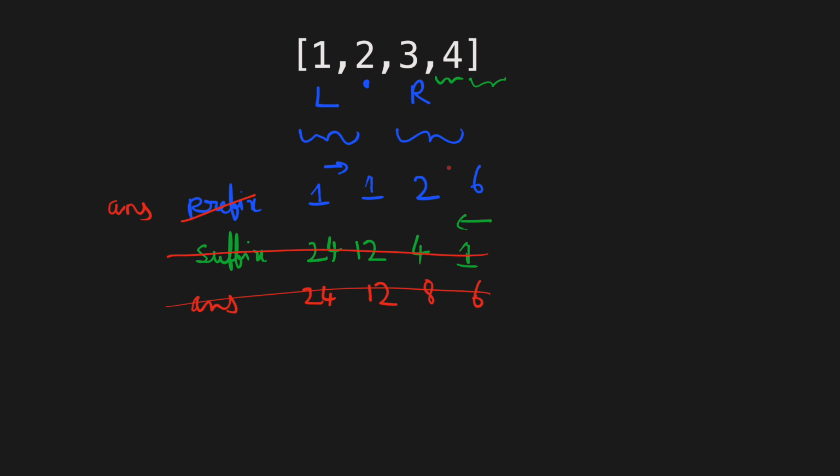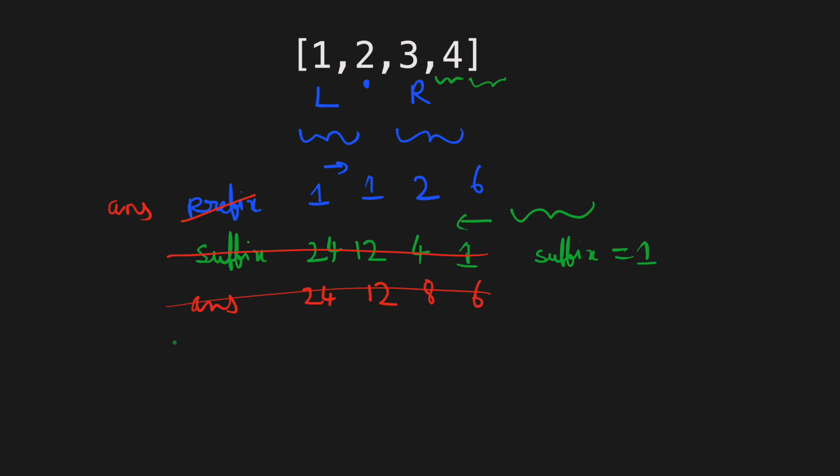So we cannot use it as a temporary array to fill in the suffix values. And so instead of using a separate suffix array, we can create a suffix variable to hold the cumulative product of numbers to the right of the current index. Initially that index will be index 3 and the suffix will be equal to 1 because there are no elements to the right of the last index.